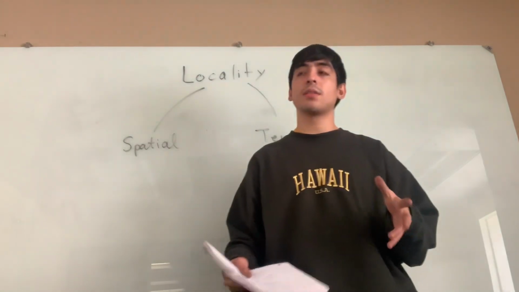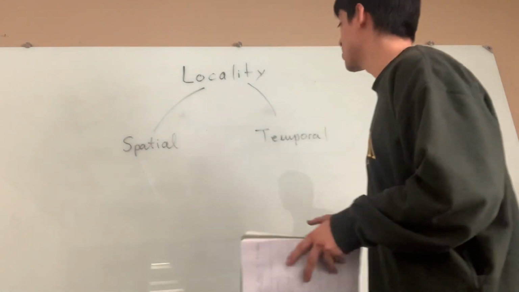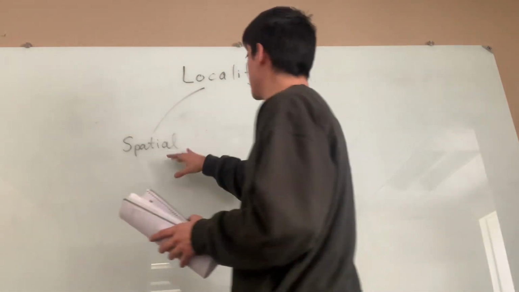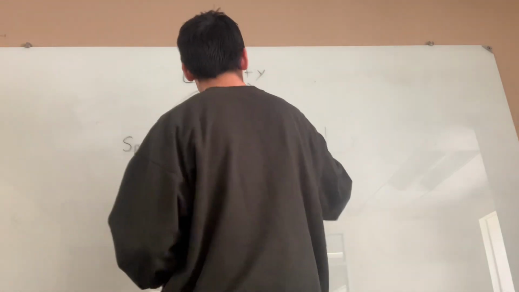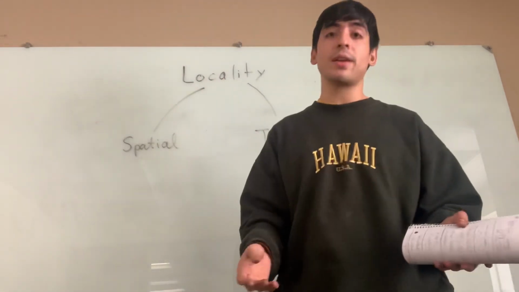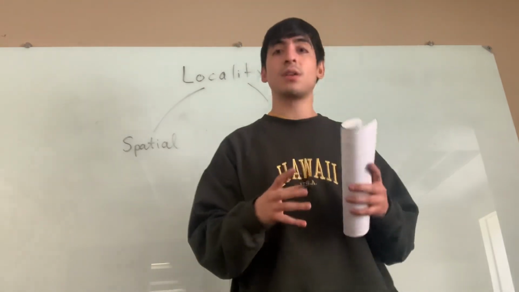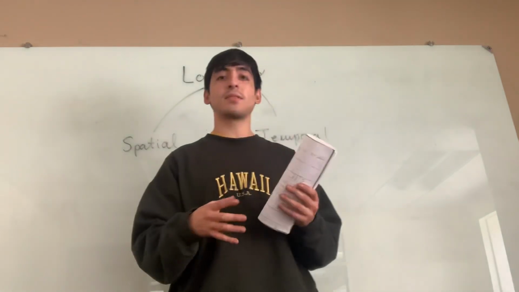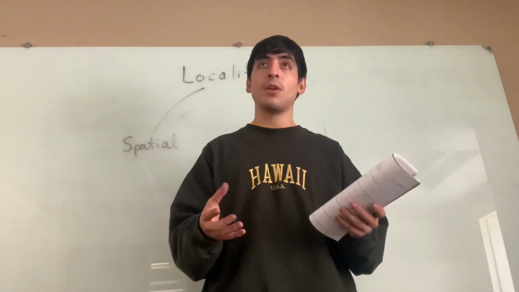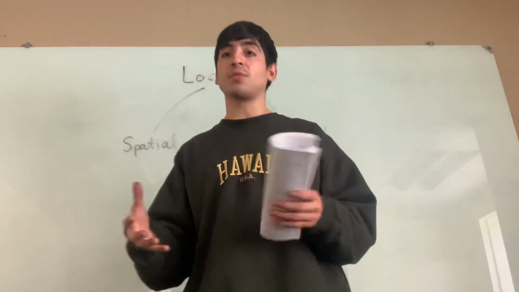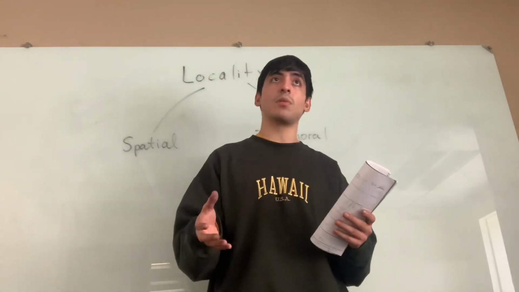Okay, now I'm going to cover this idea of locality, the principle of locality. This can be split into two principles, spatial and temporal locality. Spatial locality is closeness in space. What that means is if you access some given data, you're probably going to want to access its neighbors as well.